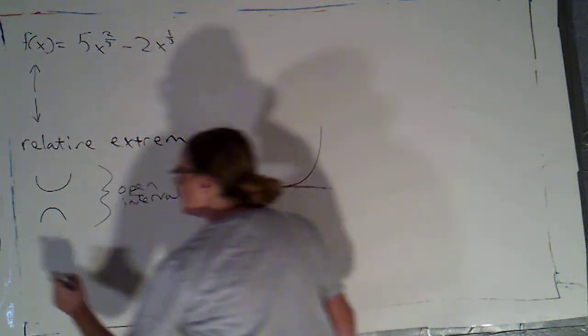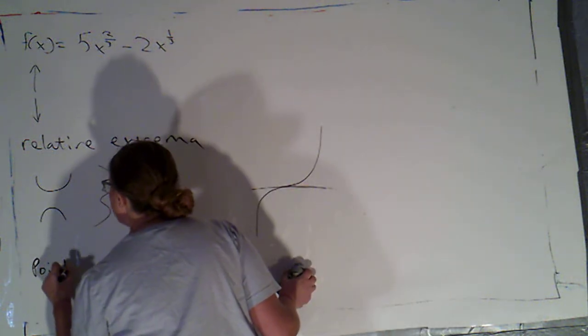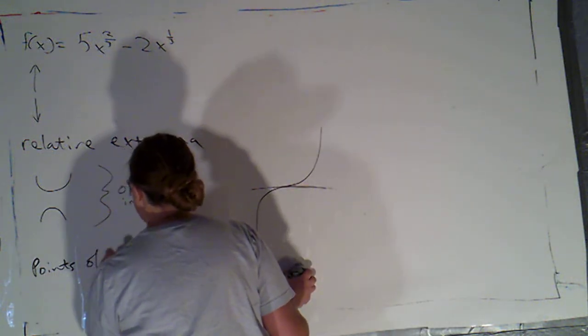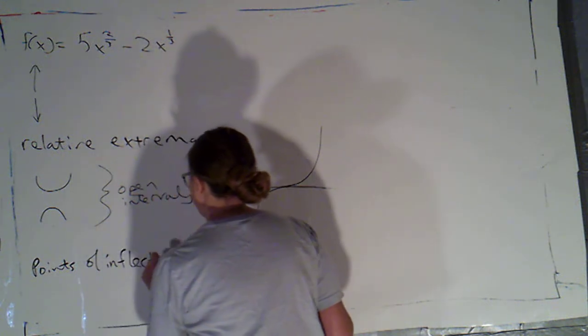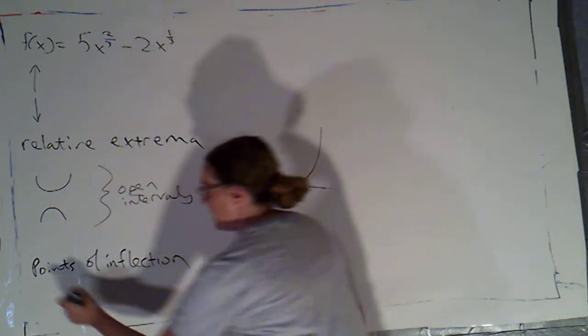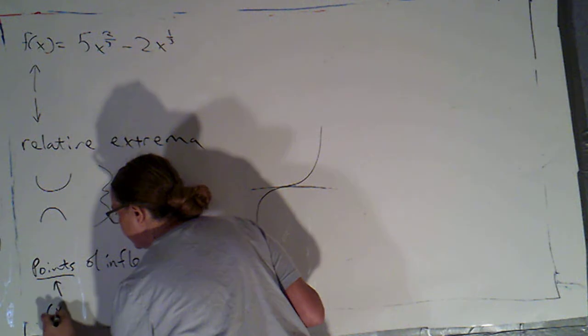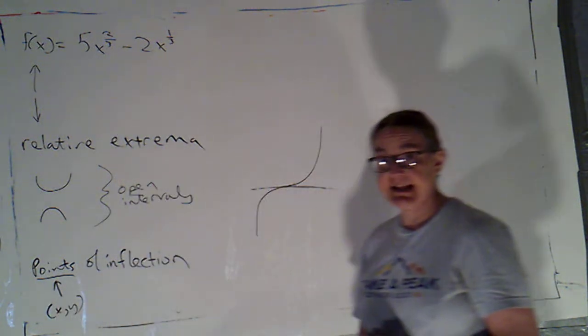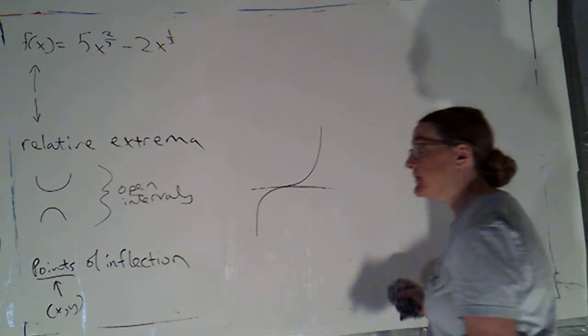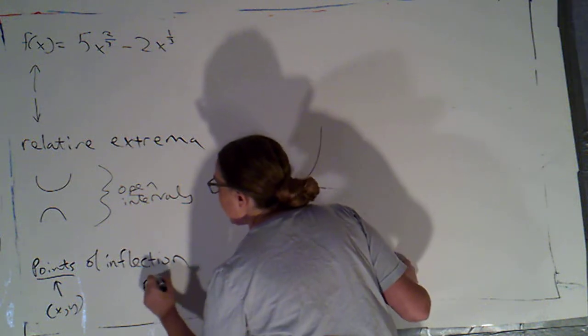And then I also want you to find me the points of inflection. Now, before I define that, I'm going to just emphasize that it's points. Point means there's an x and a y value. A point of inflection is just a point where the concavity changes.